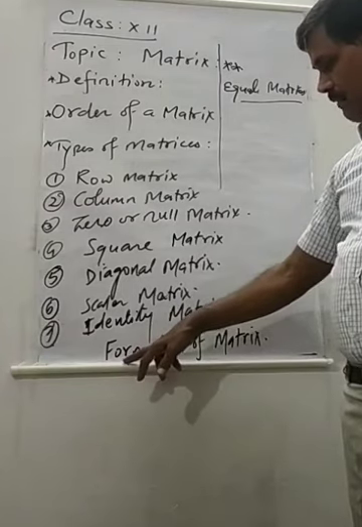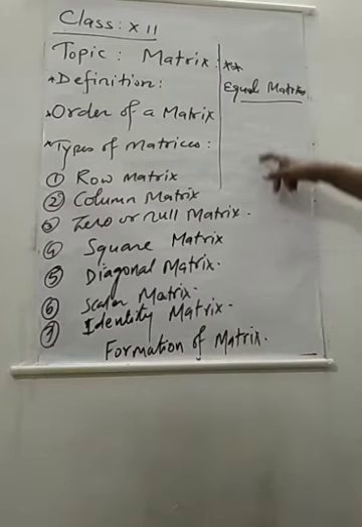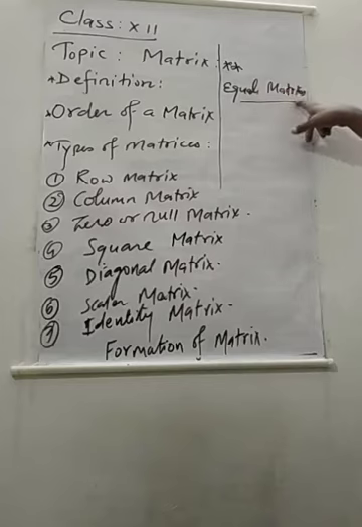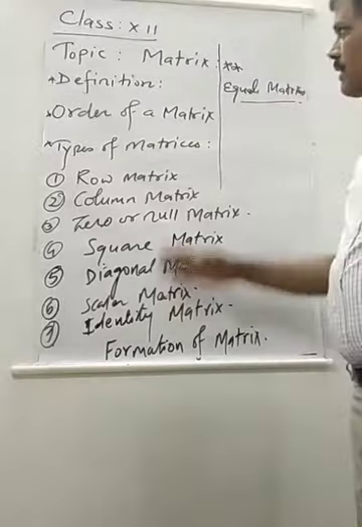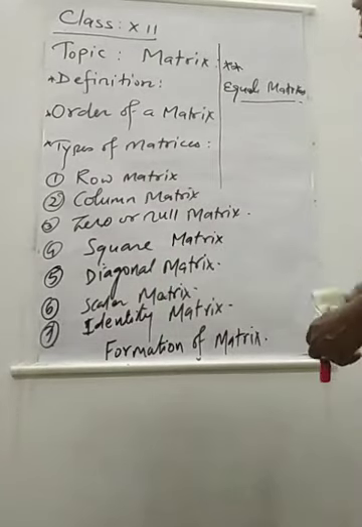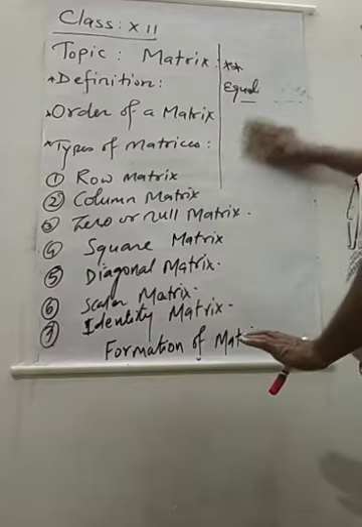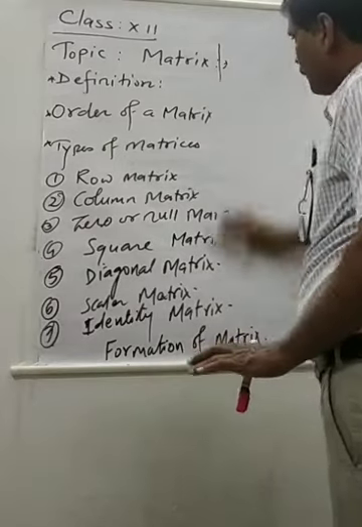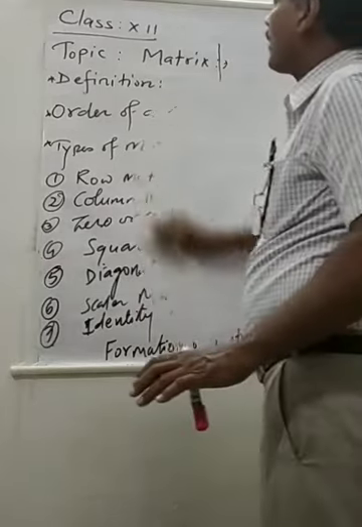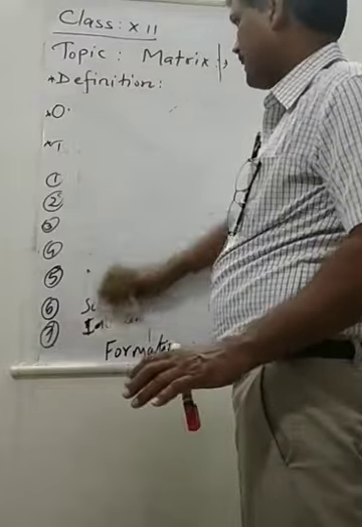And after that we will discuss formation of matrices, and in the last equal matrices, means how two matrices are equal. So let us know all these one by one. It's a very starting class, so we will understand all the things from the beginning only. So first let us know what is the definition of a matrix.